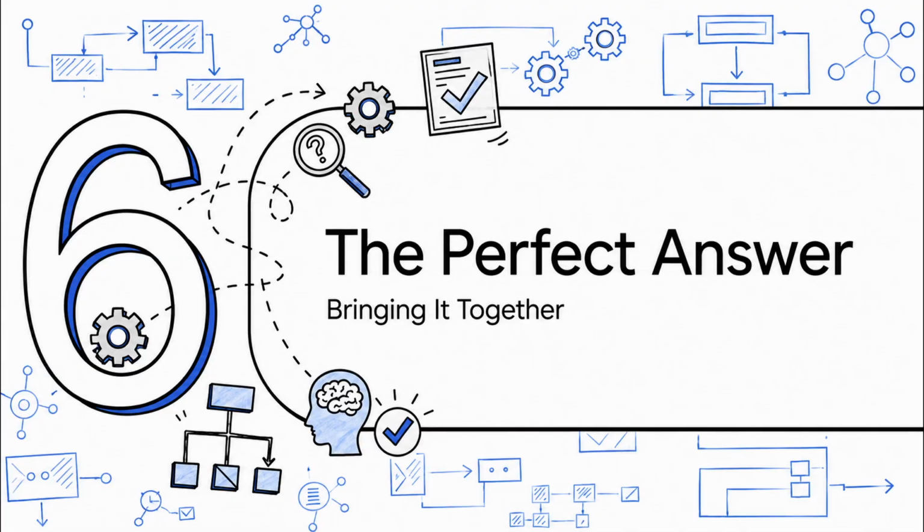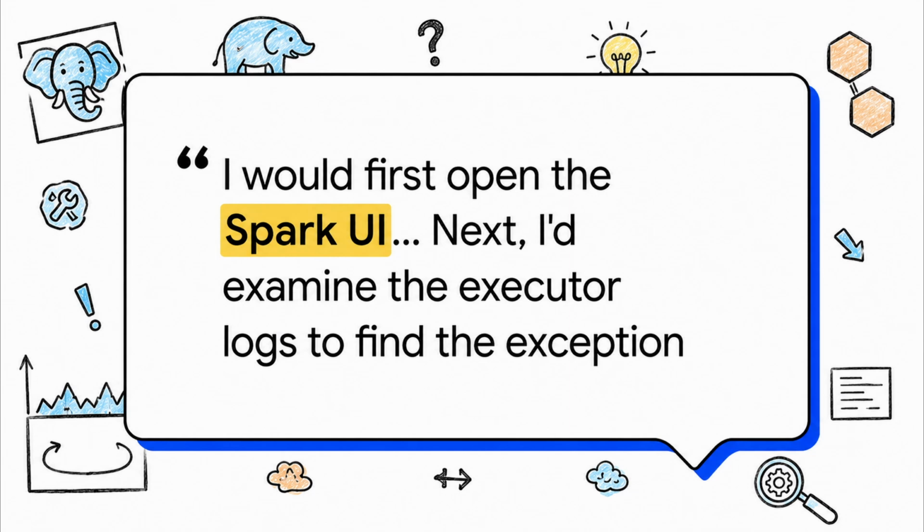Finally, Section 6, the perfect interview answer. Let's bring it all together into the ultimate closing argument. In the interview, you'd say something like, I would first open the Spark UI to determine whether the entire stage is retrying or just a specific task. Next, I'd examine the executor logs to find the exact exception. Based on the error, I'd investigate common issues like data skew, OOM errors, or shuffle fetch failures. Once identified, I'd apply the appropriate fix.